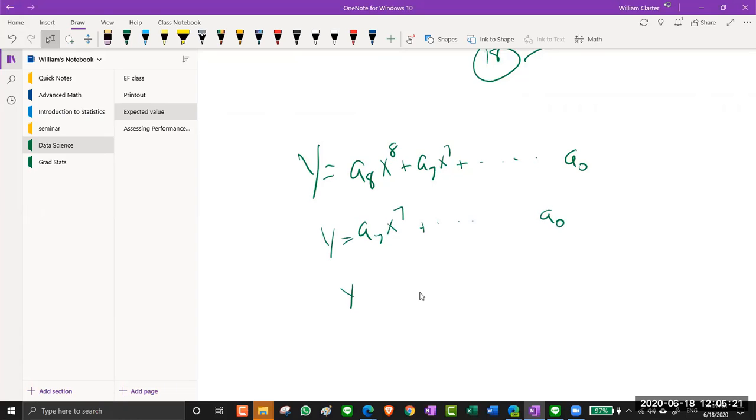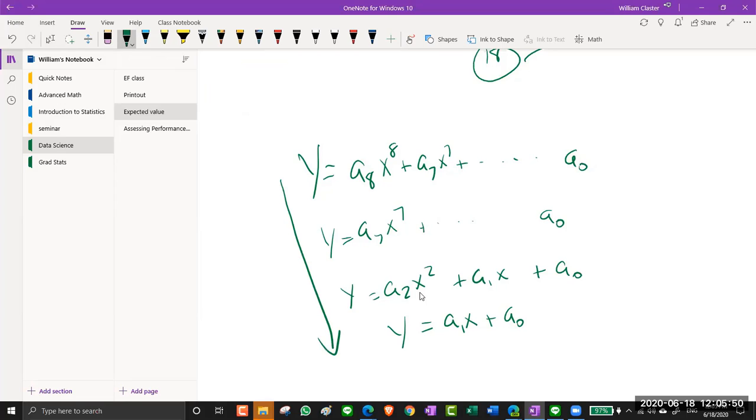We could go down to a parabola. That's a2x2 plus a1x1 plus a0. That's less complicated, less complex. And then we could go to this one, a1x plus a0. That's even less complicated, right? So this is going down in order of complexity, right? But there's one more that's even less complex than this one. What is it?